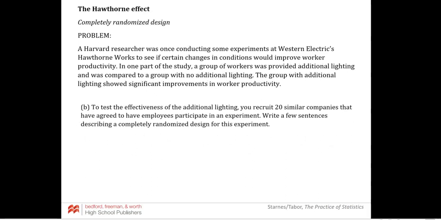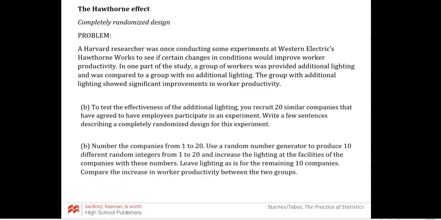A Harvard researcher was once conducting an experiment to see if certain changes, so same situation. To test the effectiveness of the additional lighting, you recruit 20 similar companies that have agreed to have employees participate in the experiment. Write a few sentences describing a completely randomized design for this experiment. Now I think we have a better shot at doing a good job of working this out. So we had 20 companies. We randomly assign maybe 10 of them to get the additional lighting. Maybe 10 of them don't get any lighting at all. The treatment is no lighting. And measure the results at the end.